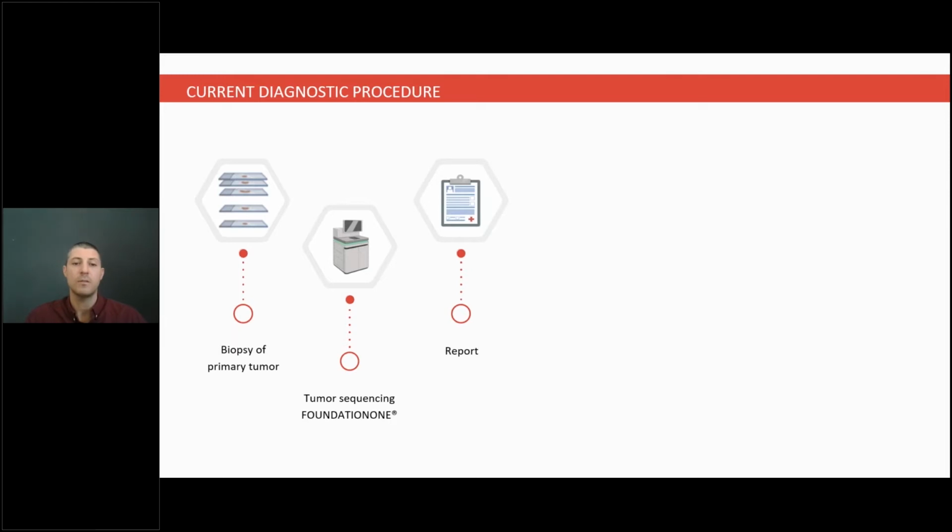Then we get the report, which might, for example, tell us that this patient's got a PIK3CA mutation in the tumor. Then we perform follow-up care, so we see the patient every 3 to 6 months again, and are able to again collect a cell-free DNA sample.